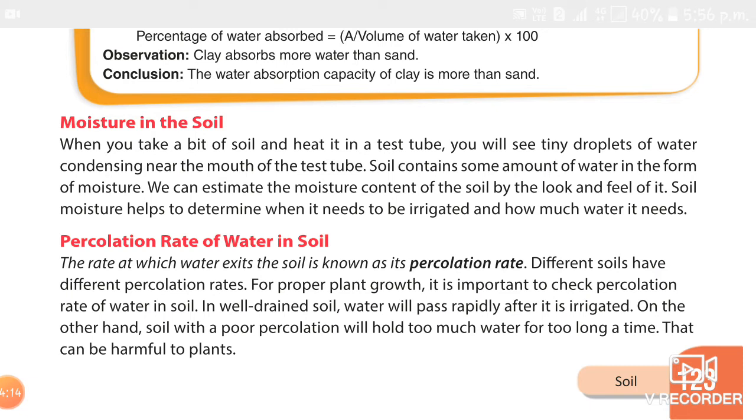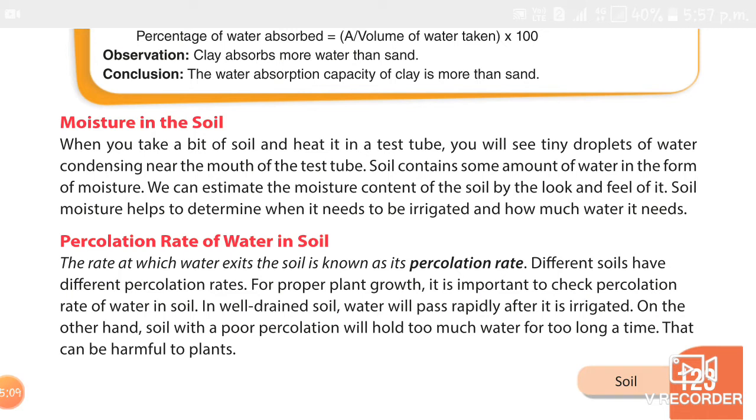In your text you have an activity on page number 124. By doing the activity you can find the percolation rate of the soil. If the amount of water moving down in some time, for example in 10 minutes, is high, the percolation rate is high. If it is less, the percolation rate of the soil is low. In well drained soil like sandy soil, the water passes down fast after it is watered or irrigated. At the same time, soil that has a low percolation rate will hold too much water for a long time without allowing it to move down.